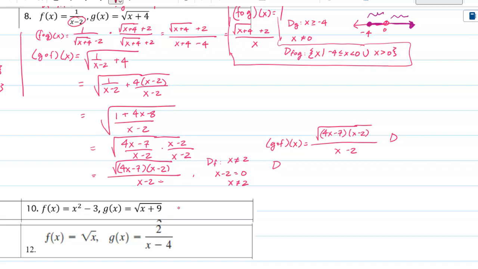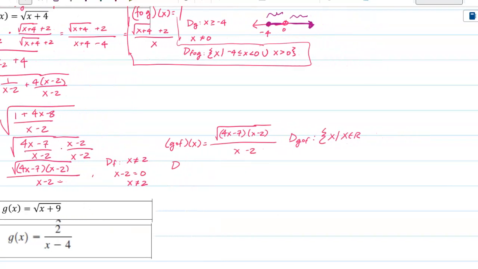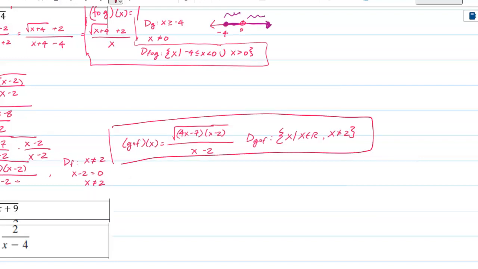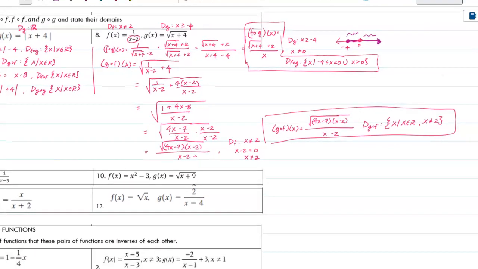And the domain of g of f is going to be x such that x is an element of all real numbers, but x cannot be 2. Here we go. Okay.